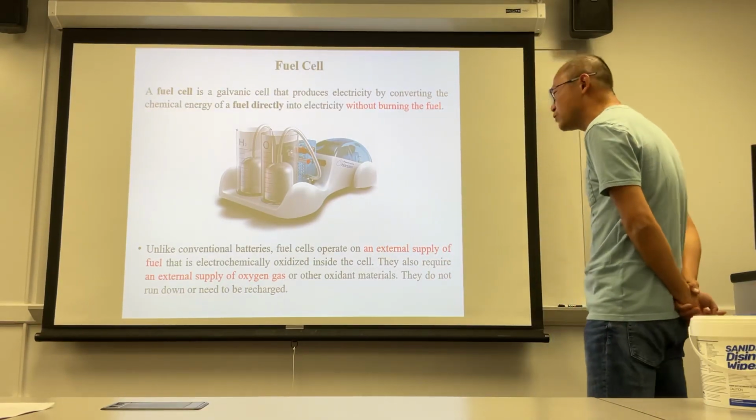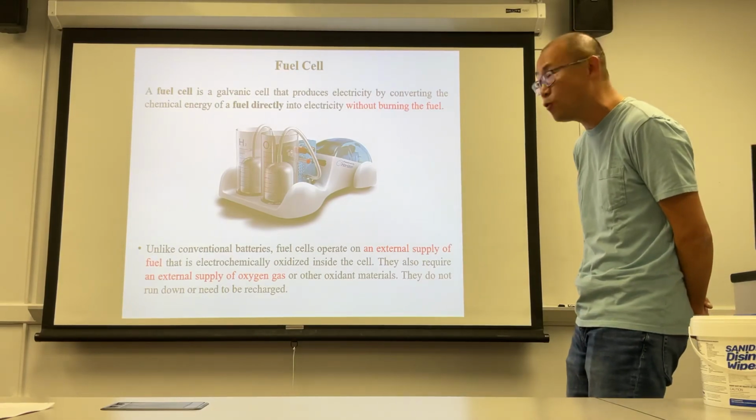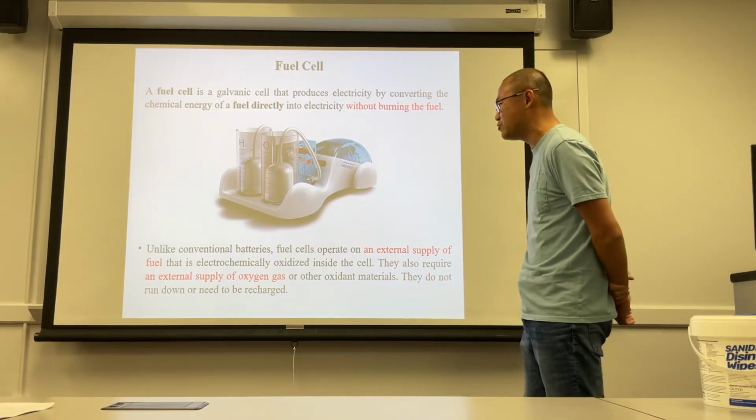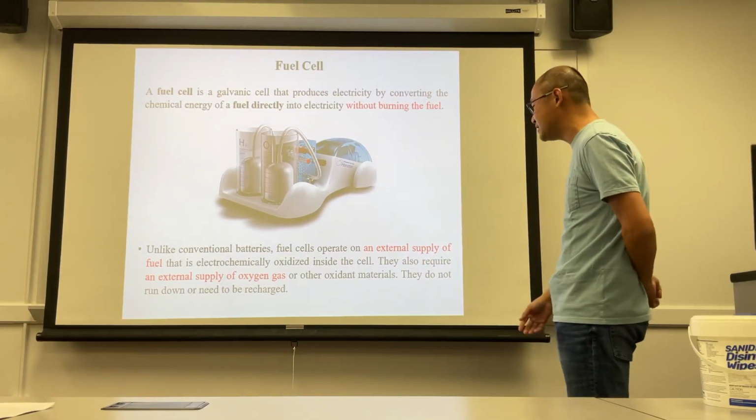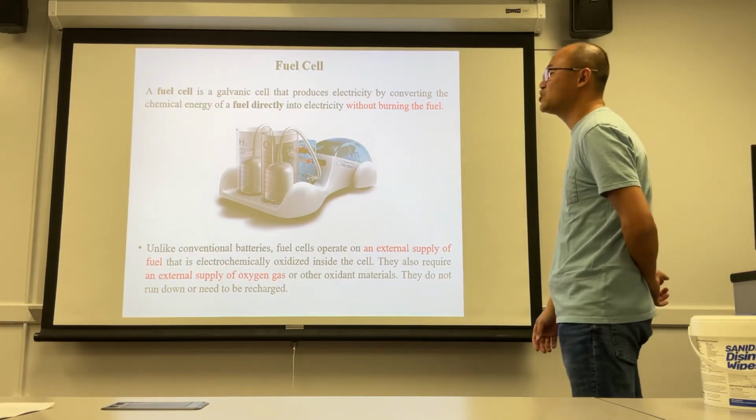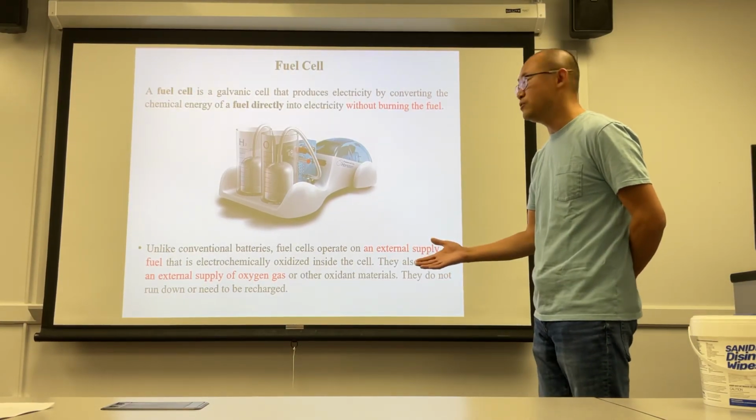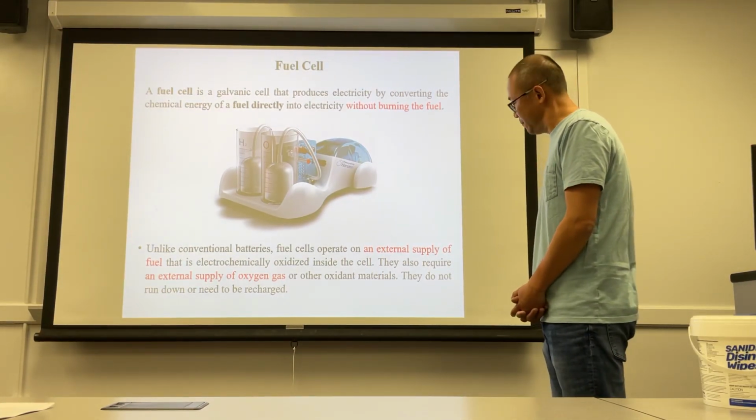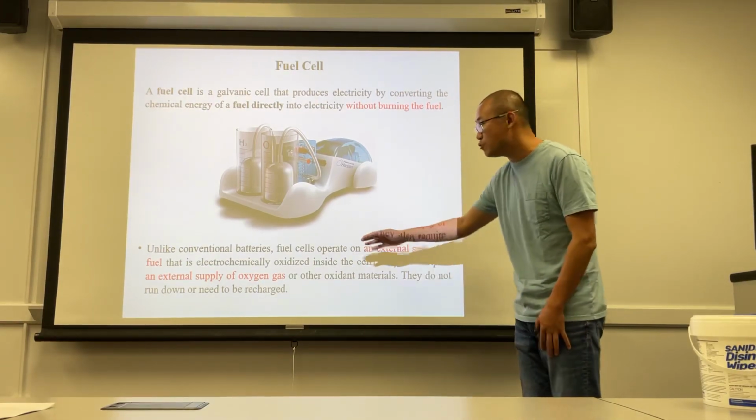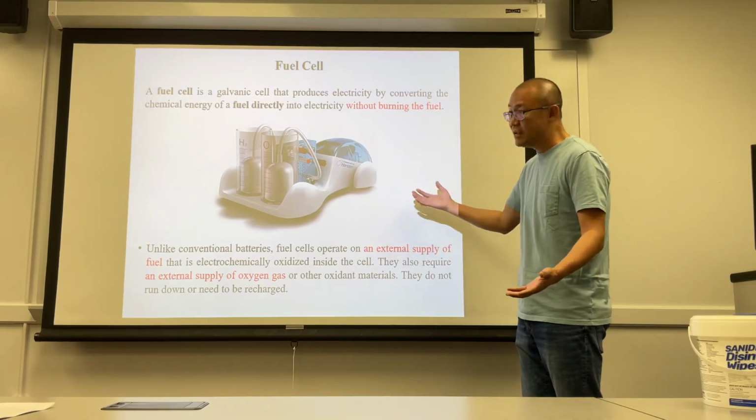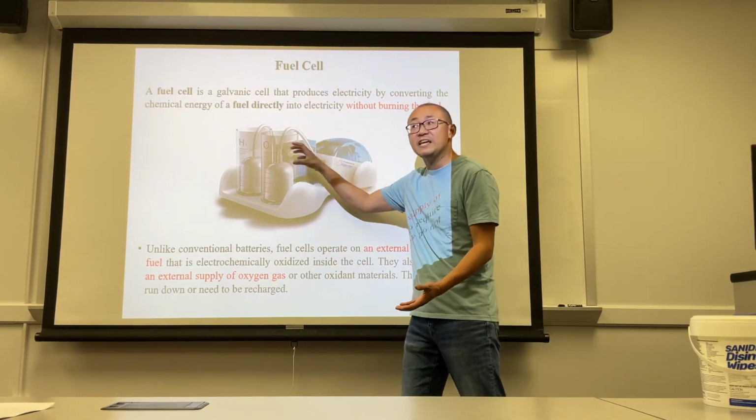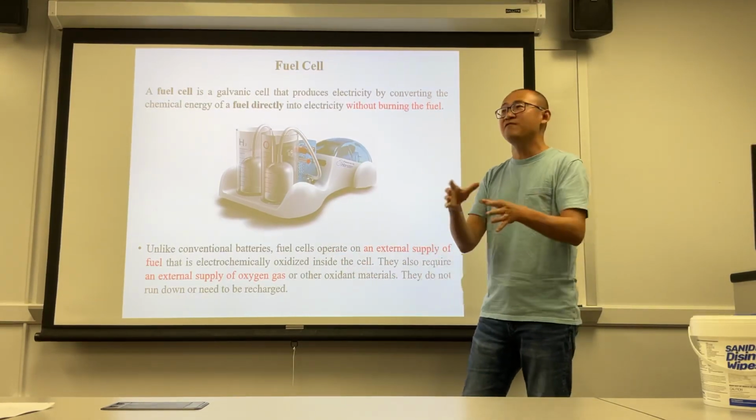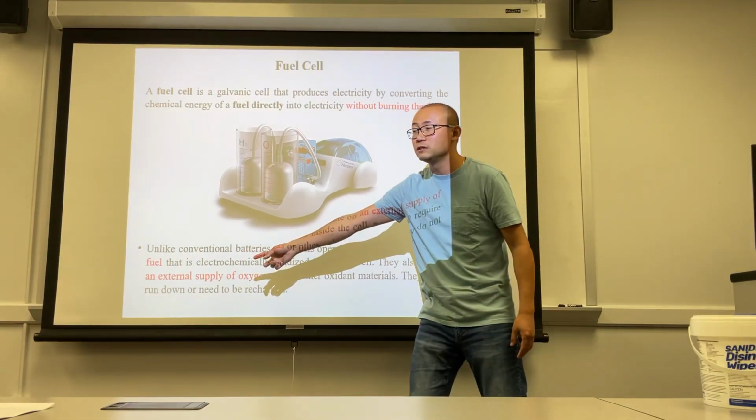Unlike conventional batteries, fuel cells operate on an external supply of fuel. External supply means what? You have to keep pumping fuels into it. That is electrochemically oxidized inside the cell, and then they require an external supply of oxygen or other oxidants. Most commonly used is just oxygen in the air. They do not run down or need to be recharged. Why? Because again, the chemicals are not pre-placed in it. They keep being pumped into it. So as long as you can keep getting fuels in, they never run down.